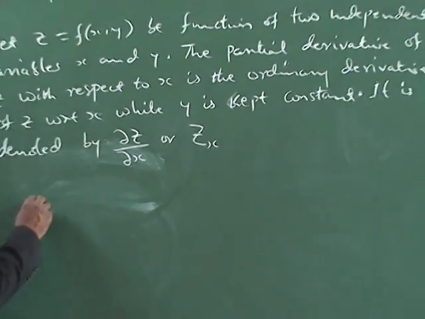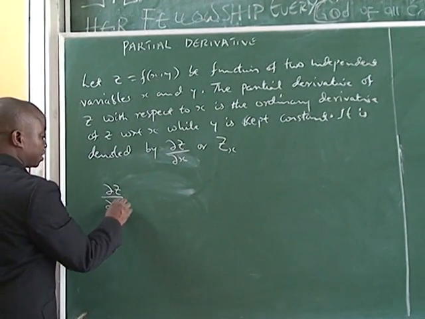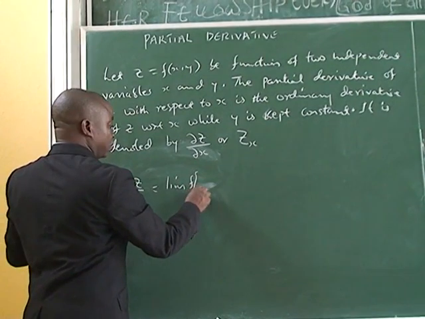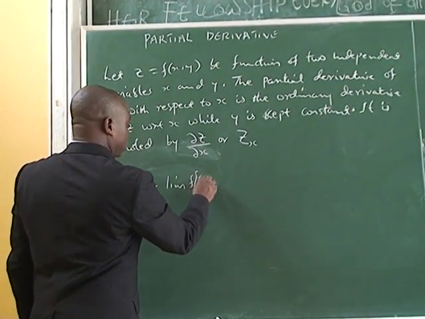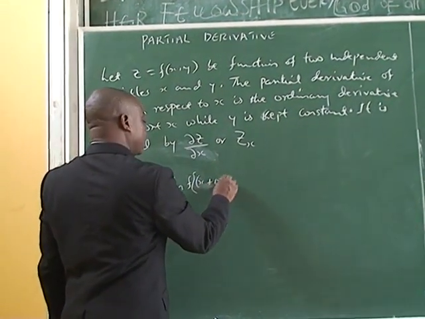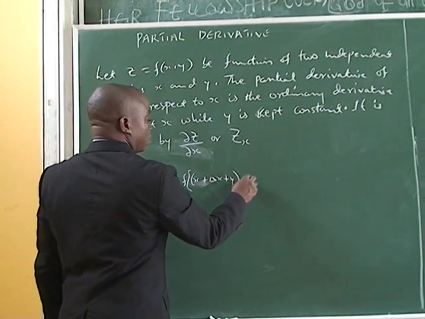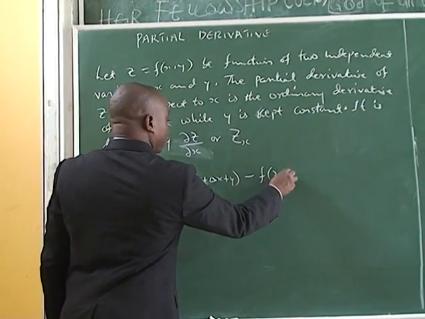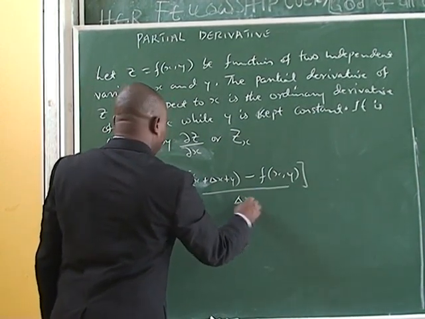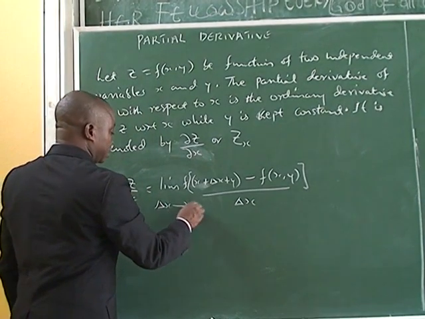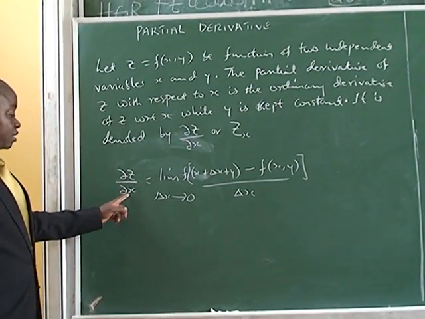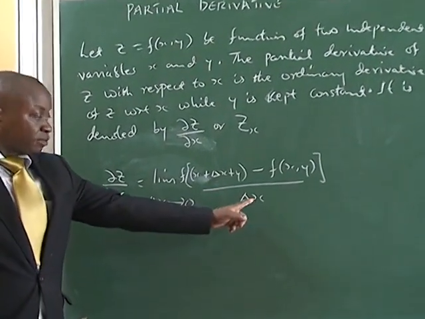Now, by definition, partial z, partial x will be equal to the limit of f of x plus change in x, y, minus f of x y, all over change in x, as change in x approaches 0. By definition, partial z partial x is equal to this.